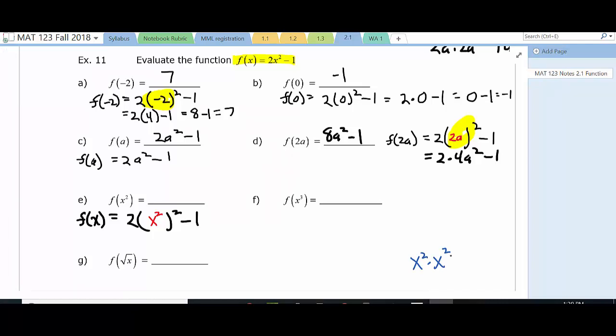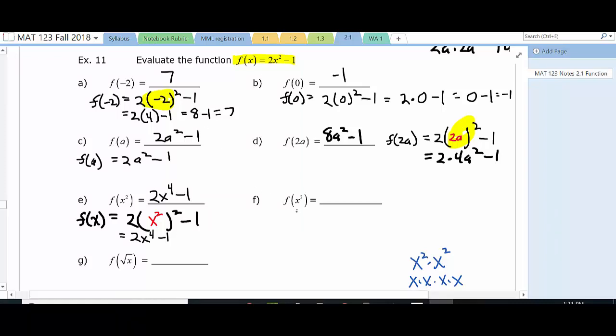What's x squared times itself? X to the fourth, right? You add exponents. X to the second times itself is x to the fourth, because all it means is that you have 4 x's. X squared is x times x, so you have 4. So your next step is 2 times x to the fourth minus 1. And there isn't anything else you can do with that. So it's 2x to the fourth minus 1. That's just basic algebra.